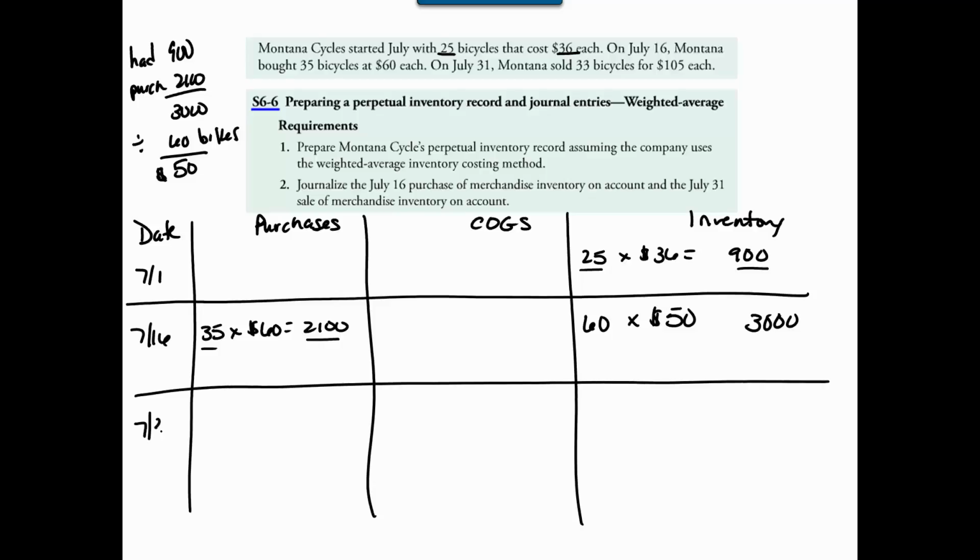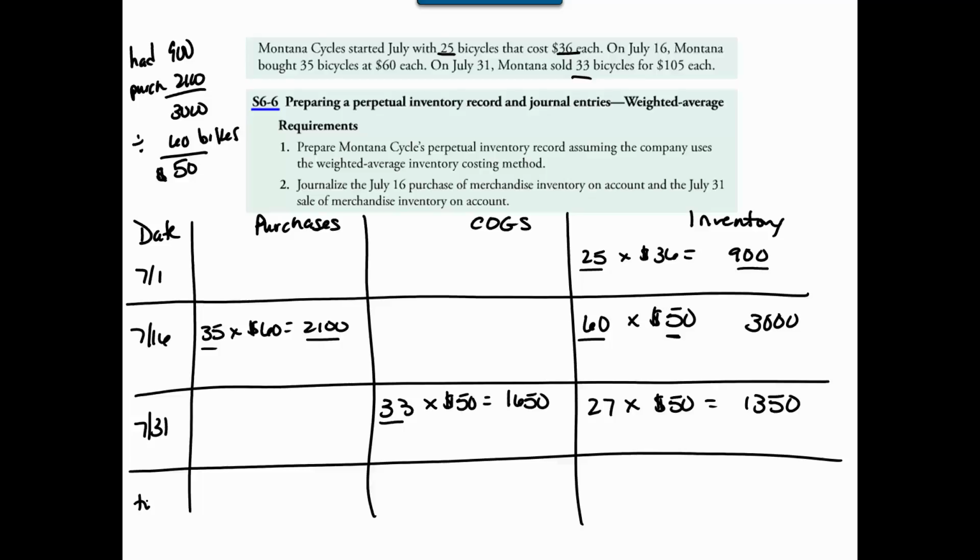Now on the 31st, I'm going to make a sale. I'm selling 33 bikes, and I'm going to use this $50 per unit for all of them. So that's $1,650 is the cost of goods sold. What's left? I had 60 bikes. I sold 33 of them. I have 27 bikes left. I'm just going to average out and say they all cost $50, and so that is $1,350.